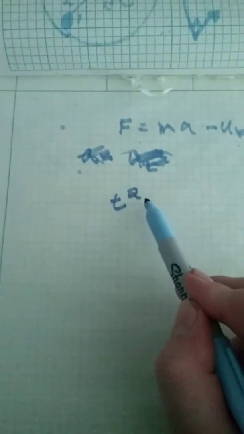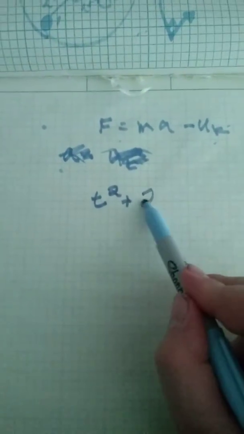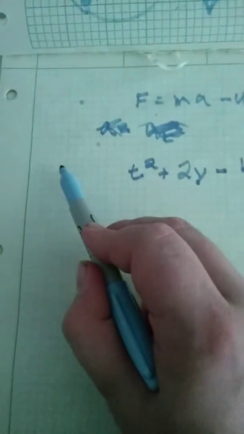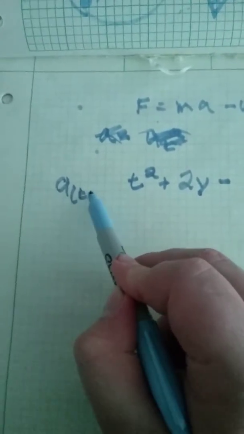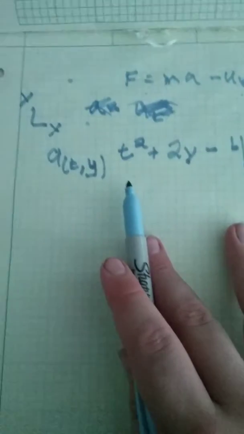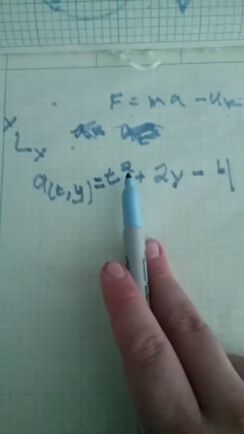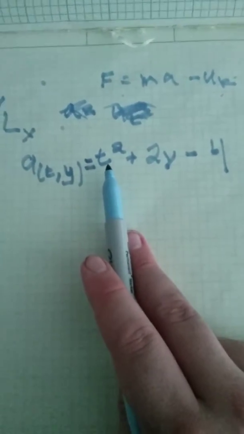So what you would have is t squared plus 2y minus 4 is the acceleration, and it's a function of both time and elevation, where y is like the y-axis and the x-axis. So you have a plane that's flying, and the acceleration is based on time, because the engine is, for whatever reason, I don't know why it's based on time. We're just making up a formula, okay?